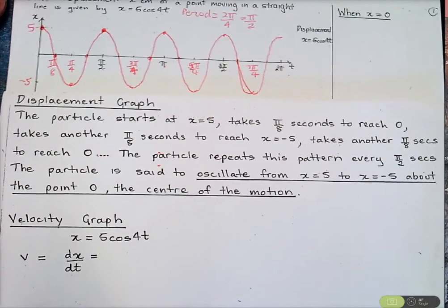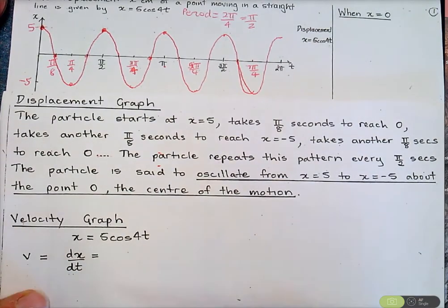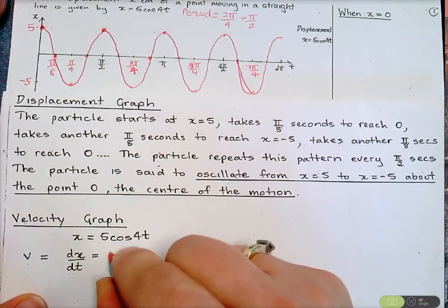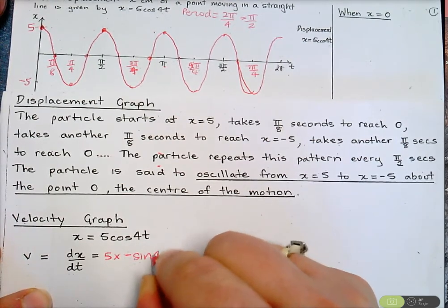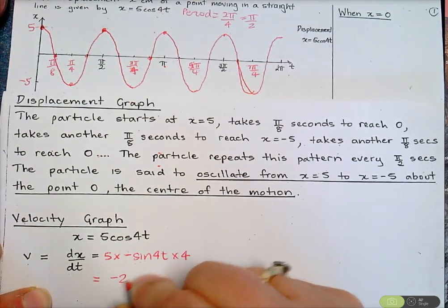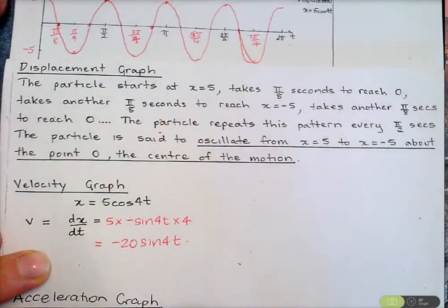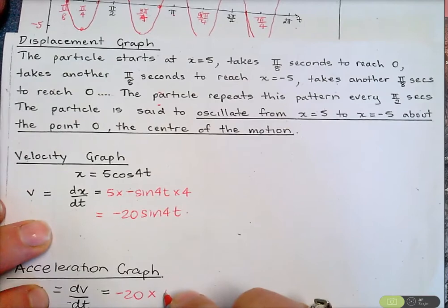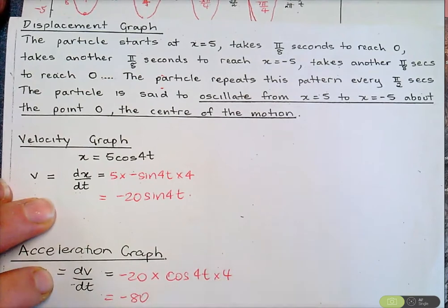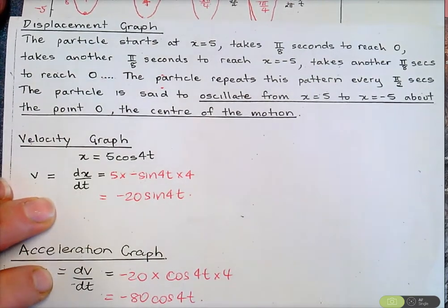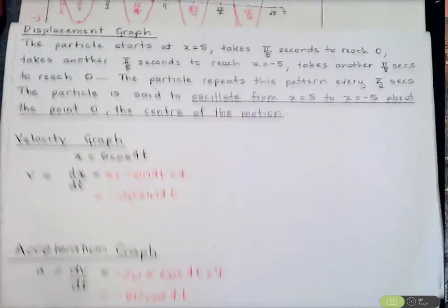Now, velocity graph. I did this above the curve, but you can just do this here on paper. It's dx/dt, which is 5 times negative sine 4t times 4, which we did before: negative 20 sine 4t. And the acceleration graph we did already: it's negative 20 times cos 4t times 4, which is negative 80 cos 4t. Now we're going to look at the relationship. You had those written down before, but you can write them down again in your book.